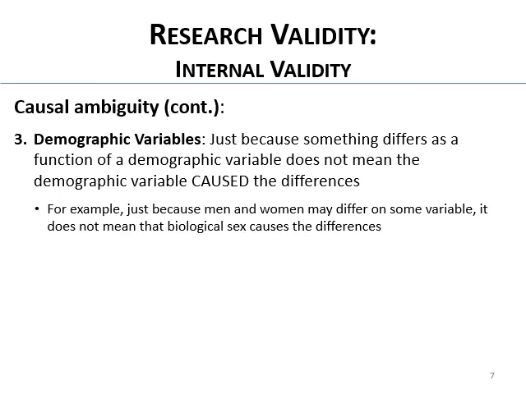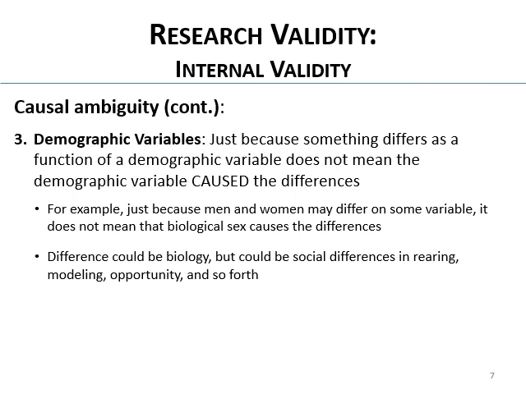So let's say, for example, that just because men and women may differ on some variable, it doesn't mean that literally biological sex causes those differences. It could be biology, but it could also be, as we talked about, social differences in rearing, could be differences in modeling, opportunities, and so forth. So the argument here is that when you see differences as a function of a demographic variable, it's not necessarily a causal relationship. It could be associated with third variables that are associated with those demographic variables. So it's like a third variable confounding problem.